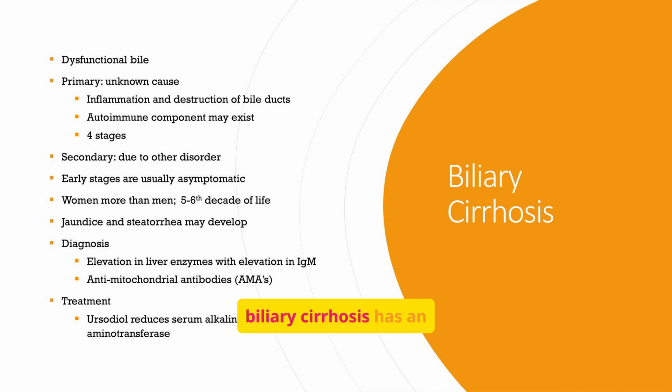Primary biliary cirrhosis has an unknown cause, including inflammation and destruction of bile ducts, with a possible autoimmune component, and progresses through 4 stages. Secondary biliary cirrhosis is due to another disorder. Early stages are usually asymptomatic. It is more common in women in their 5th to 6th decade of life. Jaundice and steatorrhea may develop.